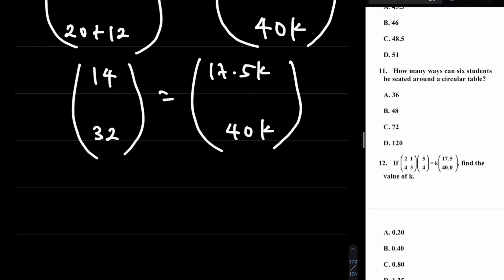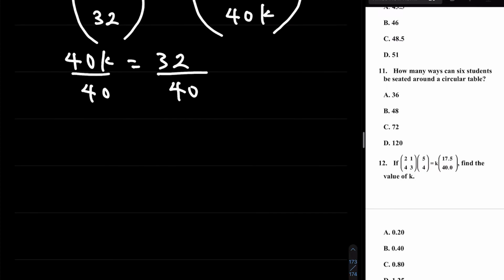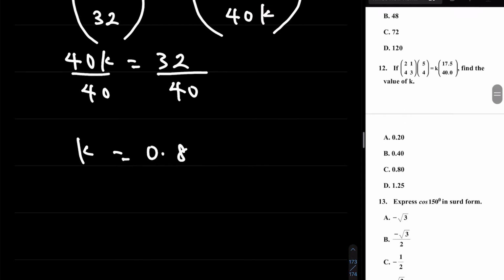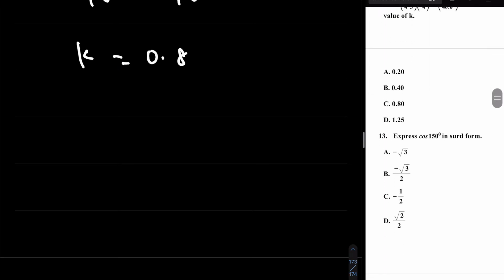So I'm using the second one, which says 40K equals 32. And I want to divide both sides by 40 to get K. And that simply means K equals 0.8. And the correct option is C, 0.80. That's the same as 0.8.